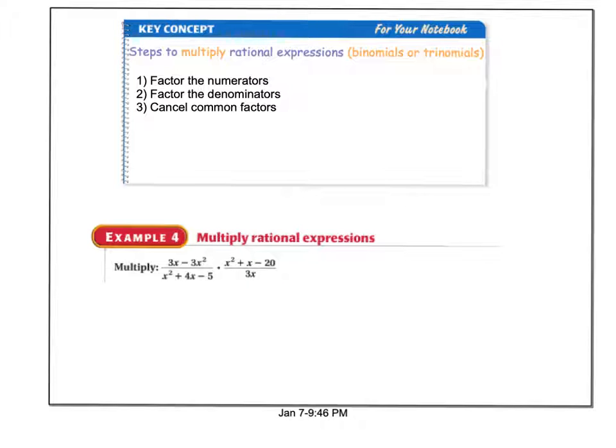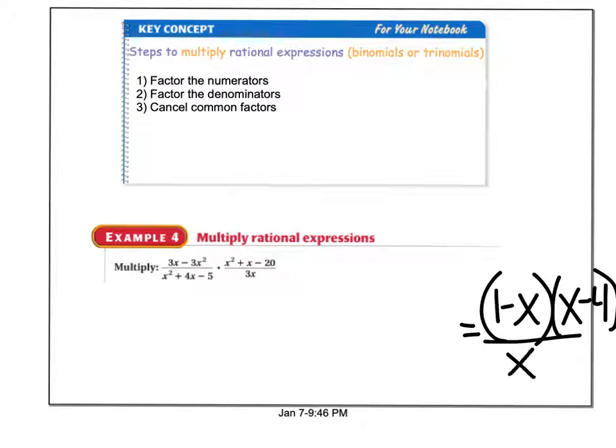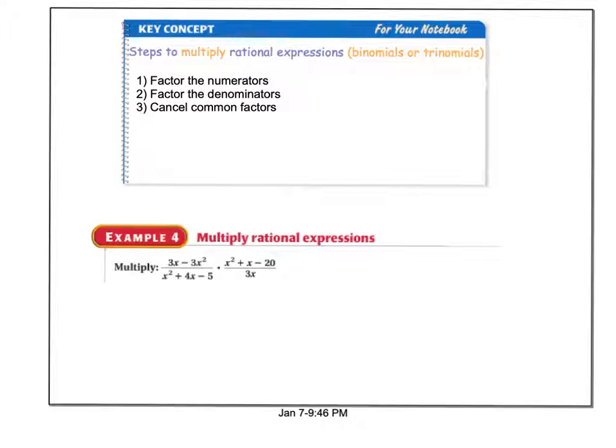I have factors in common that can cancel. X plus 5's cancel. This 3x in the numerator cancels that 3x in the denominator. This leaves me with 1 minus x times x minus 4 over x minus 1 in the denominator.